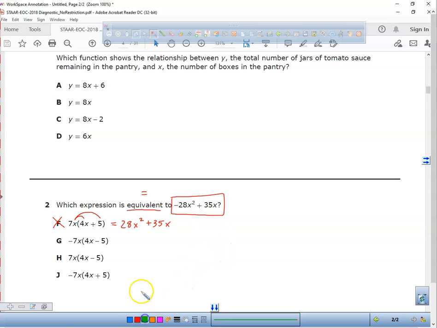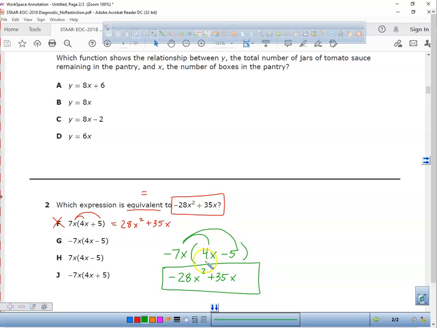So let's take a look at answer choice G. We have negative 7x parentheses 4x minus 5. What's negative 7 times 4? Negative 28. X times x is x squared. Negative times a negative. What's a negative times a negative? Positive. We got positive 35. And what do we got to stick next to it? An x. Do these match? That's why it's the answer.